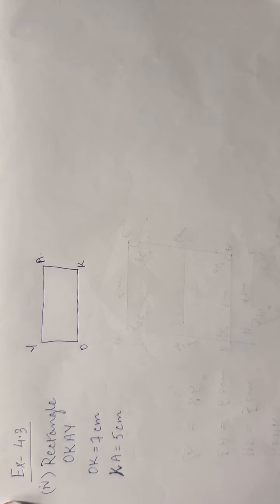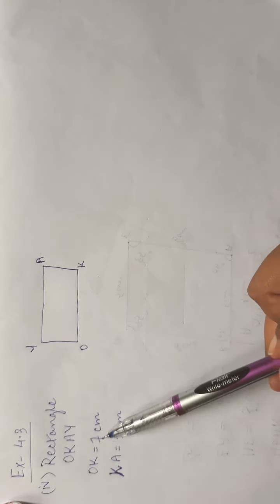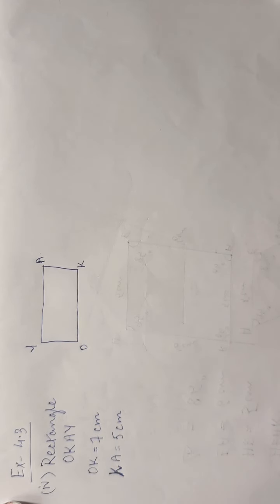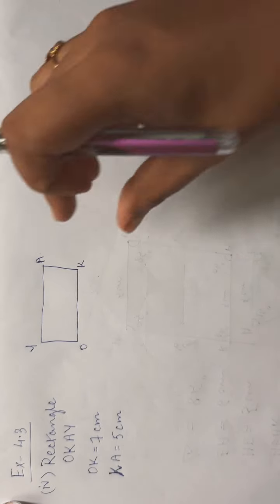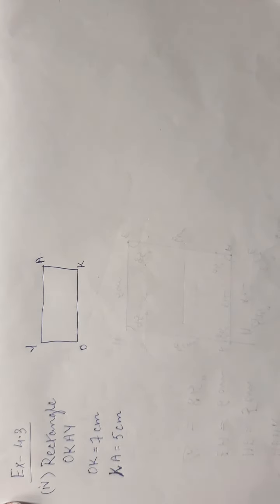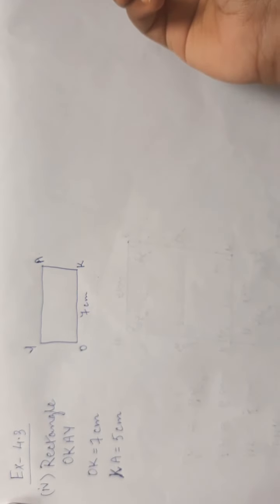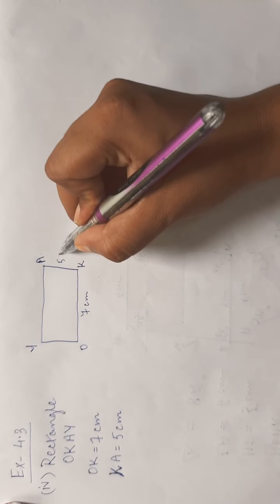Exercise 4.3 number 4. You have to draw a rectangle named OKAY. It is given that OK is 7 centimeter, KA is 5 centimeter. Right children? So we will first draw a rough sketch. This will help us make sure how our exact construction will be. So OK is given 7 centimeter, KA is given 5 centimeter.